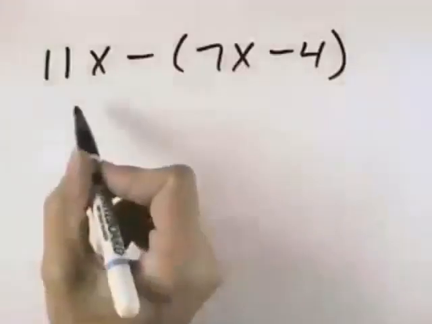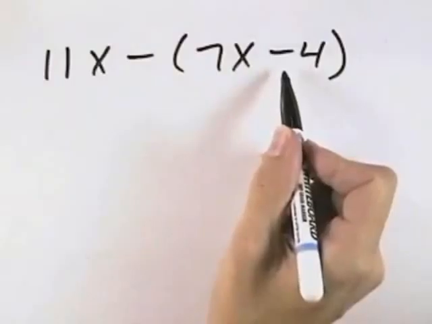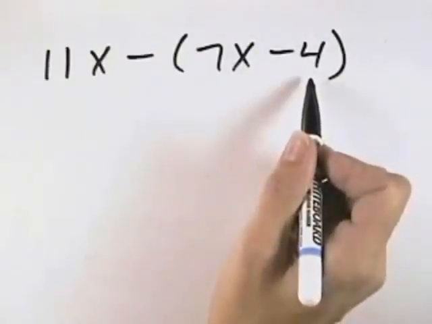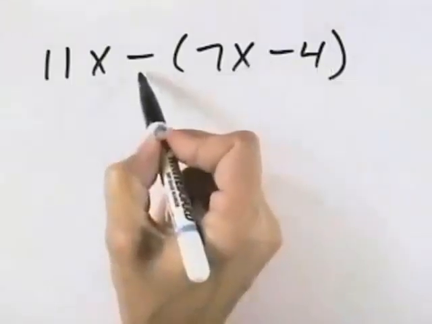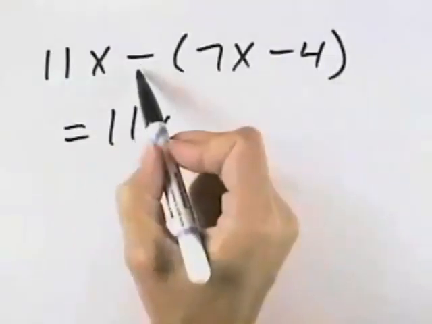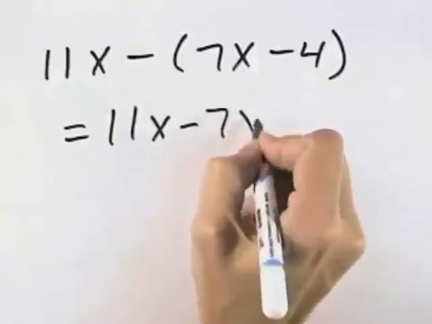And that will be the case in our first example here. We have 11x minus the quantity 7x minus 4. Well, usually we would start inside the parentheses, but 7x and 4 are unlike terms, so we cannot combine them. So what we need to do is distribute the negative through our problem. So we'll leave 11x, but when we distribute the negative through, it's like -1 times 7x makes this negative 7x.